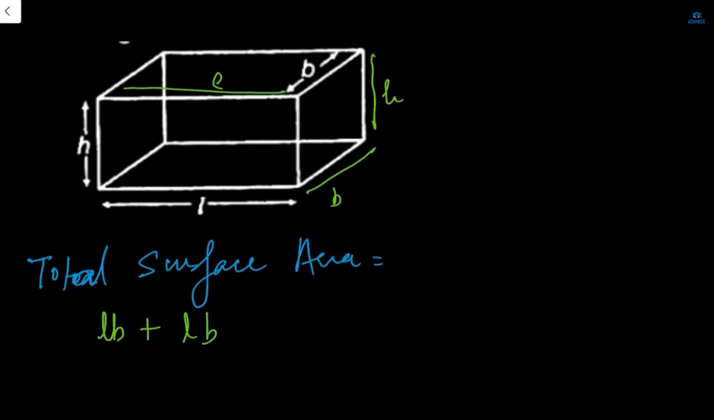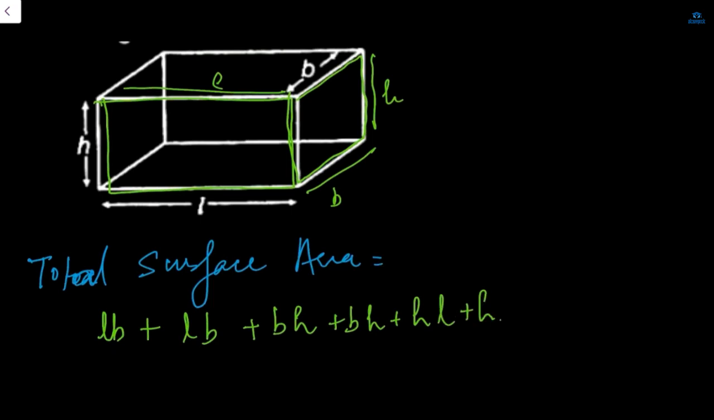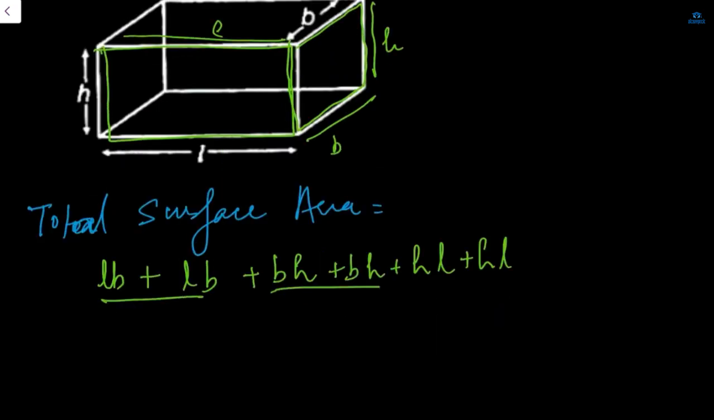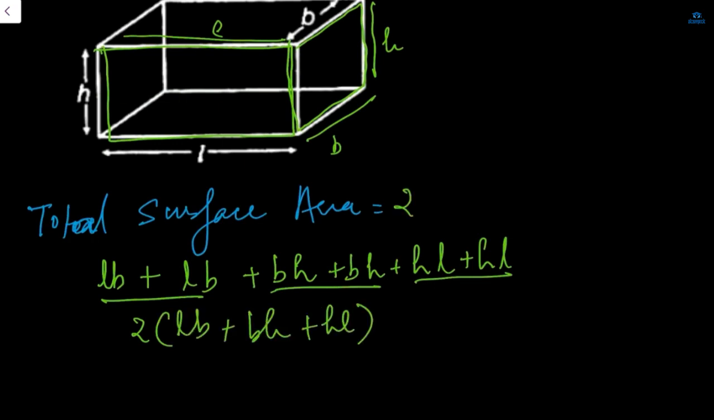Now the 4 walls: these 2 walls, this one and the opposite wall, will be B into H plus B into H. Now these two walls will be H into L plus H into L. If you see, everything is 2 times. So you can write 2(LB plus BH plus HL). So this is the total surface area of the cuboid.